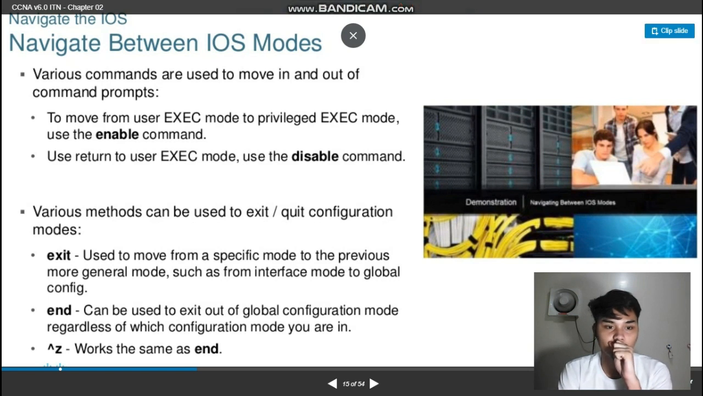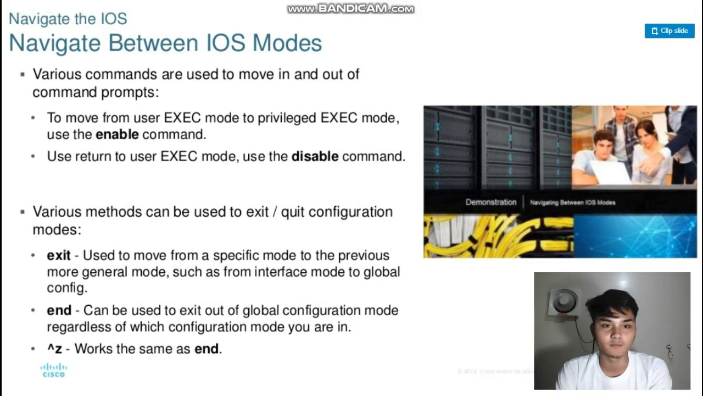We have commands here: enable, disable, exit, and end. To move from user EXEC mode to privileged mode, use the enable command, and to return to user EXEC mode, use the disable command. Exit moves from a specific mode to the previous, more general mode, such as from interface mode to global config. End can also be used, and exit is used to leave global configuration mode.